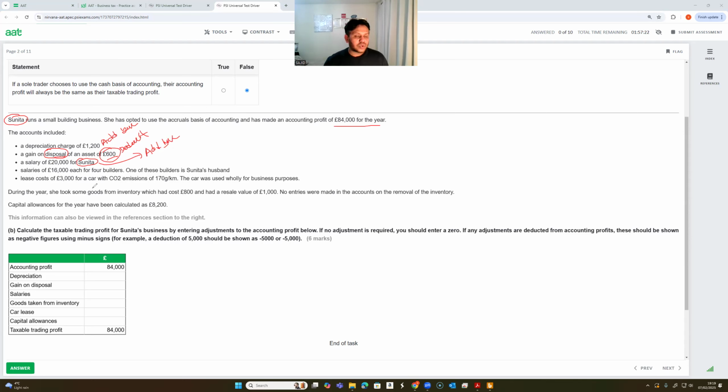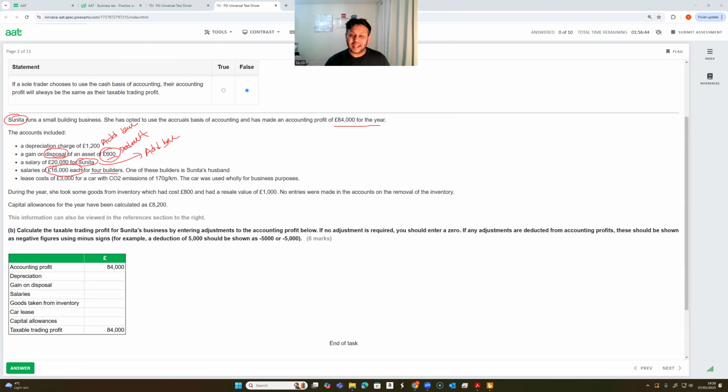The next one, salary of 16,000 each for 4 builders. So there are 4 builders, and each of them takes a salary of 16,000. One of these builders is Sunita's husband. Remember that here, 4 builders, and all of them are taking 16,000 each. That means Sunita is not giving any favor to the husband. It's not like all of them are working the same and all of them are taking 16, but Sunita's husband is taking 20 because he's the husband of the owner and he's getting some advantage.